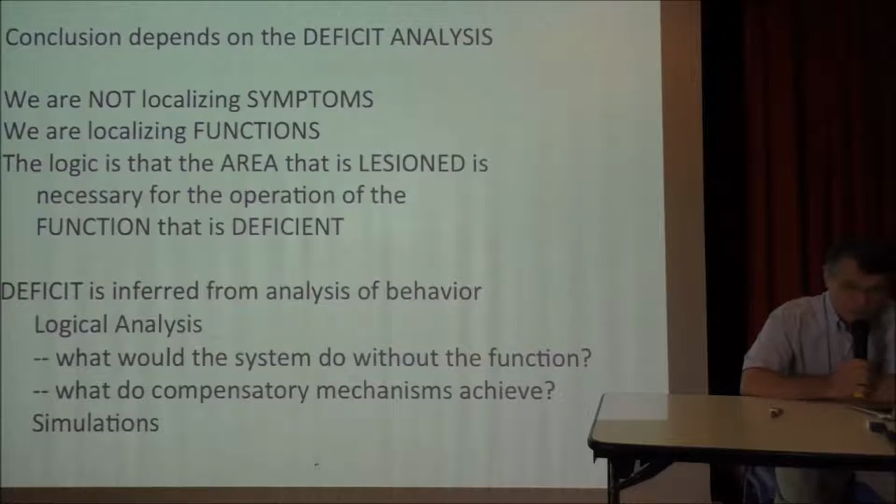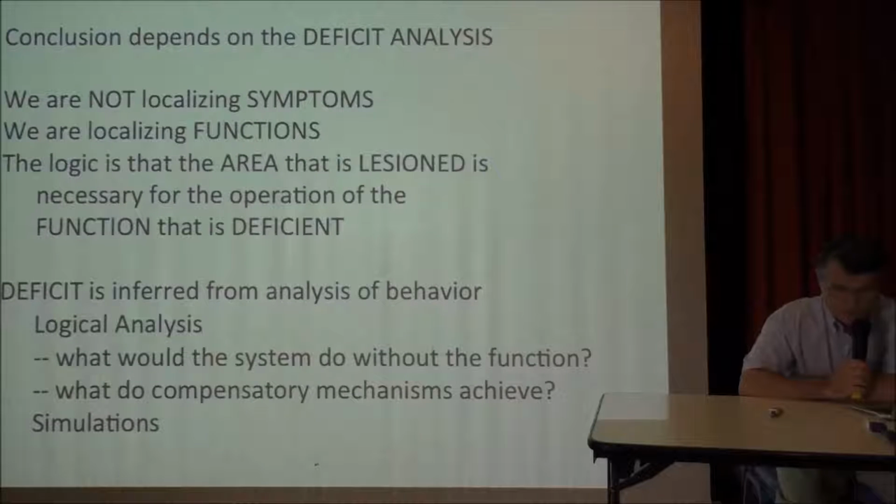This increasingly is being modeled in implemented simulations. If you can identify the deficit, however justifiable your deficit analysis is, the logic of deficit lesion correlations for the neural basis of the functions that are deficient is that the area, or let us say the neural elements that are lesioned, that is, that are not operating properly, are necessary for the operation of the function that is deficient.